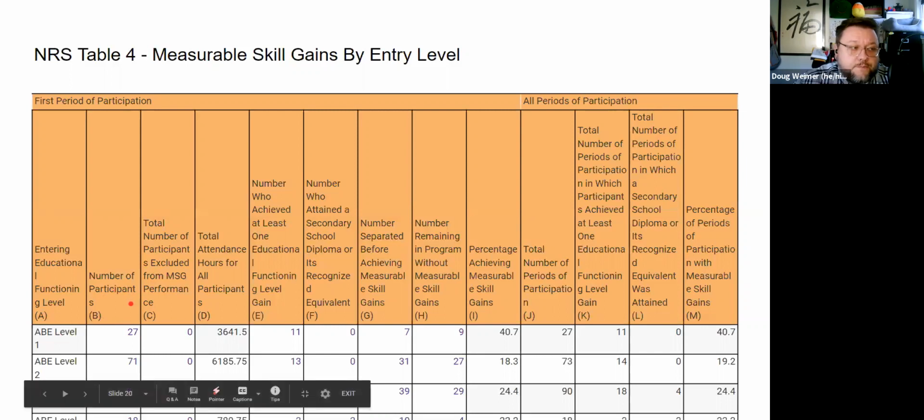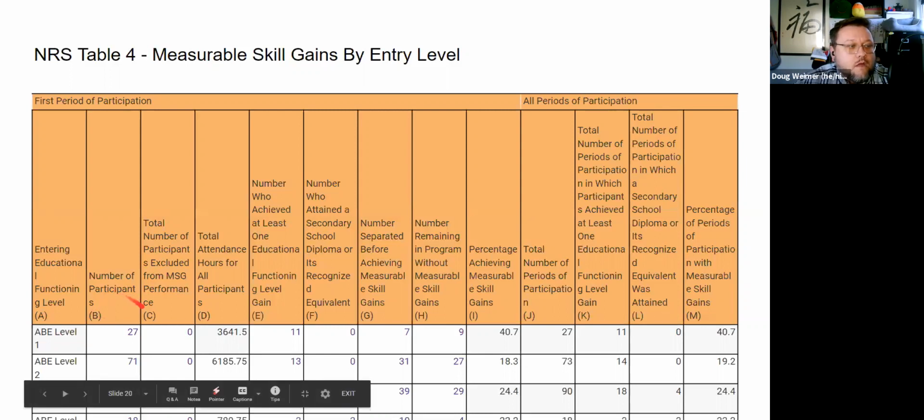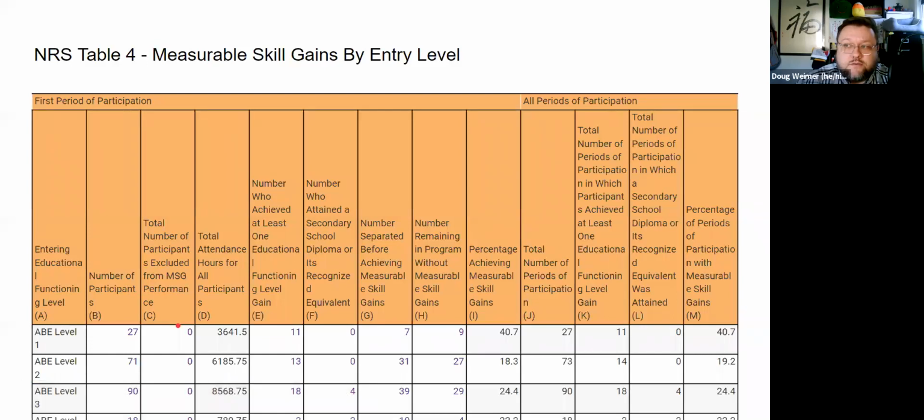Column B, the number of participants, these are NRS participants. So they have 12 hours or more of instruction, okay? And they've been assigned this level. C is the number of participants excluded from performance. Usually this number is 0 or very low, but Octave does allow us to exclude certain students from consideration.